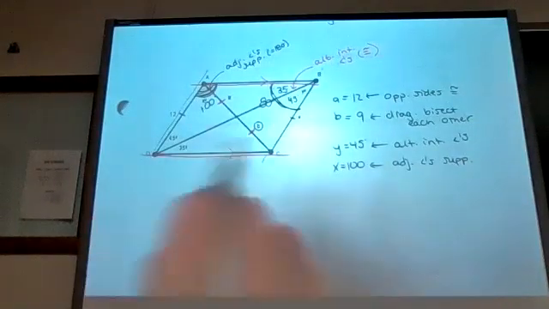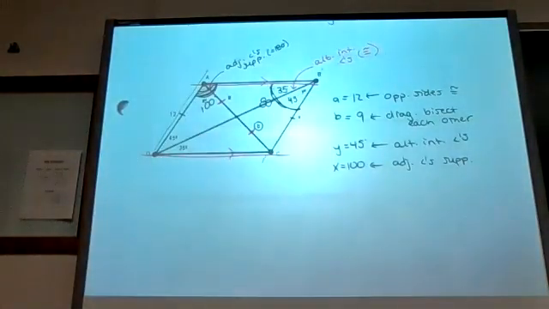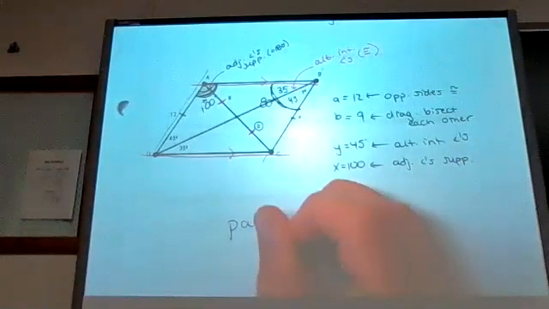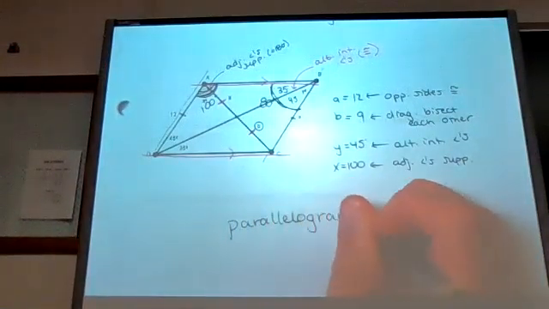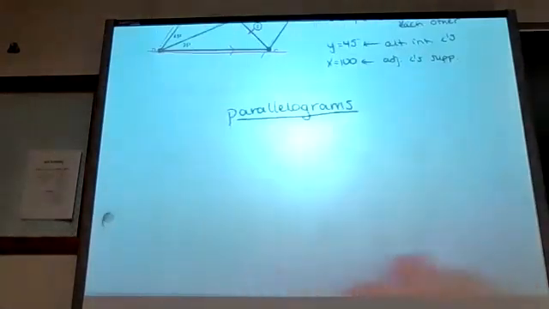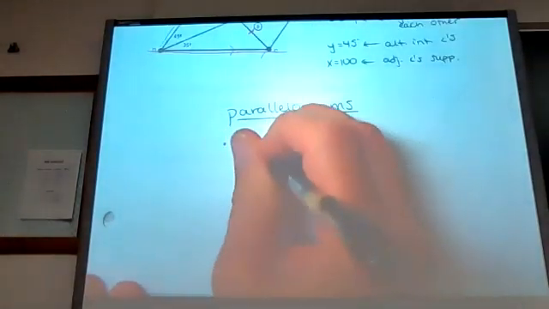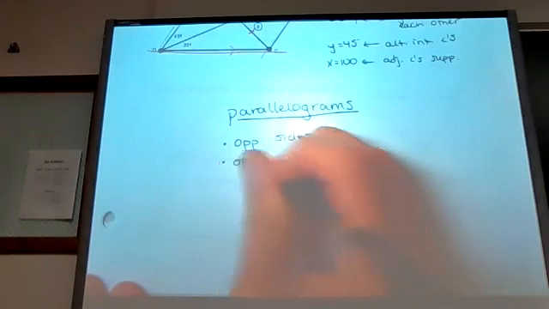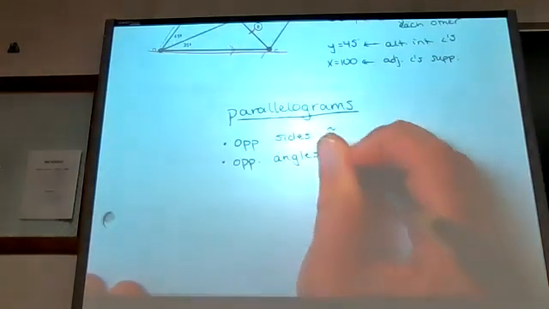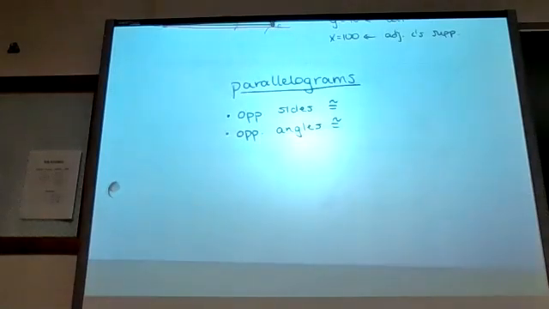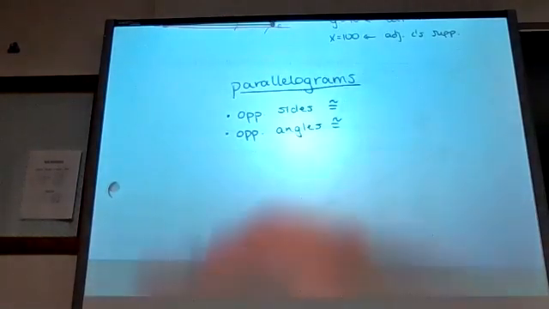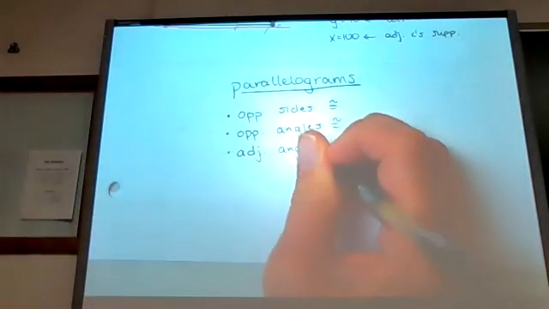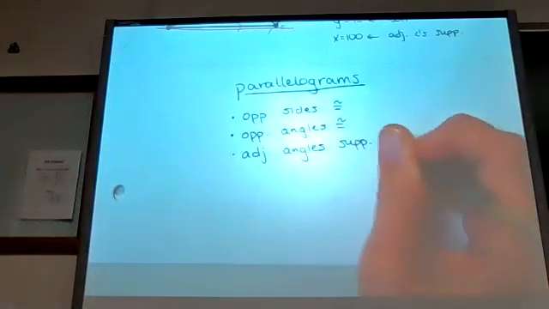So it's really just a preview into parallelogram land. We're gonna write a quick little list. Parallelograms, things we know. We know that the opposite sides are congruent. Opposite angles are congruent. Okay, first two things we know. That the adjacent angles are supplementary or equal 180.